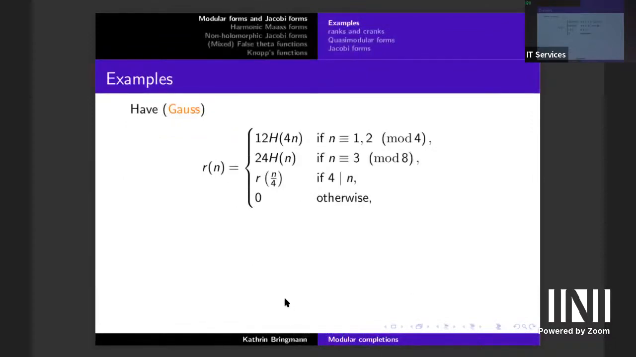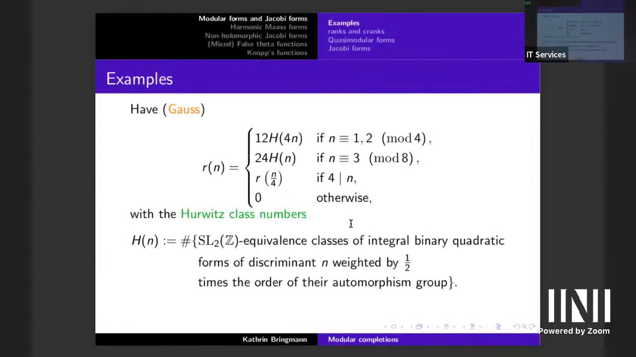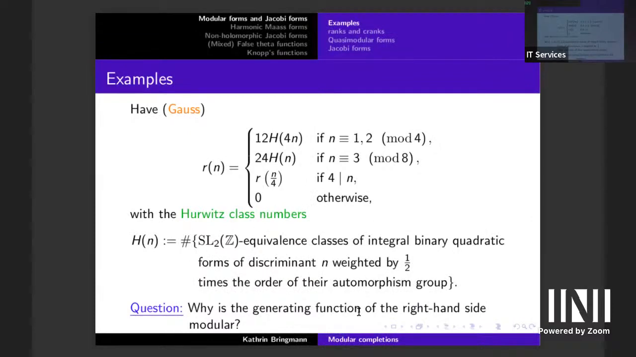And one nice thing about this is that there's a formula relating those numbers to the so-called Hurwitz class numbers. This is due to Gauss. And the Hurwitz class numbers count SL2(Z) equivalence classes of binary integral quadratic forms that have discriminant n, and they have a certain weighting. But then one might wonder, if one goes back to the identity, on the one side, one has clearly a modular object, a modular form of weight 3/2. Why is this right-hand side modular? And we'll see that in a minute.